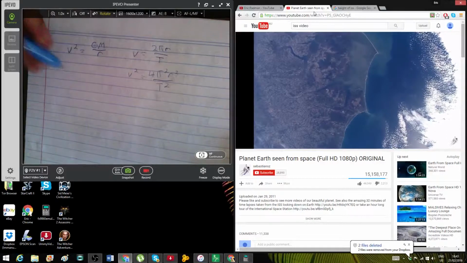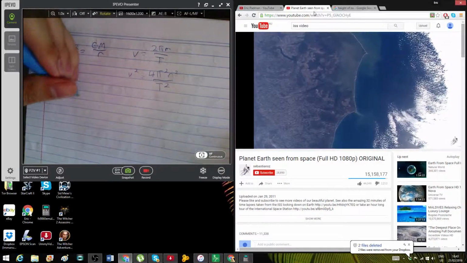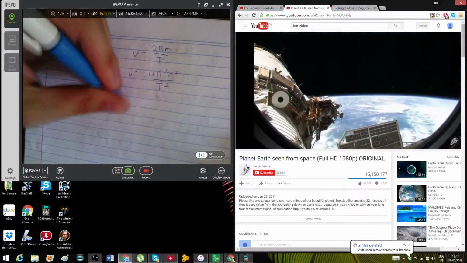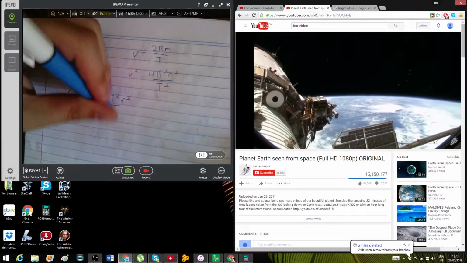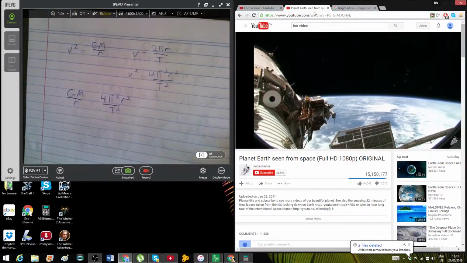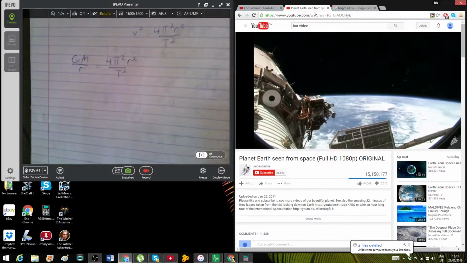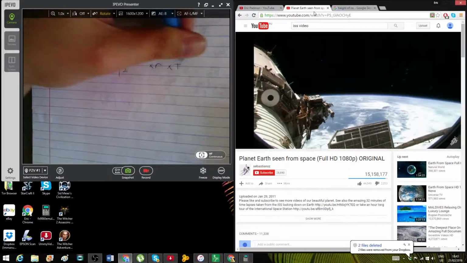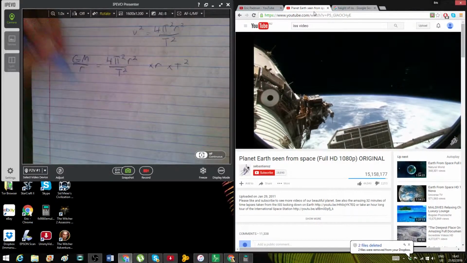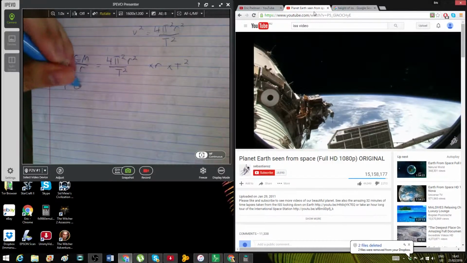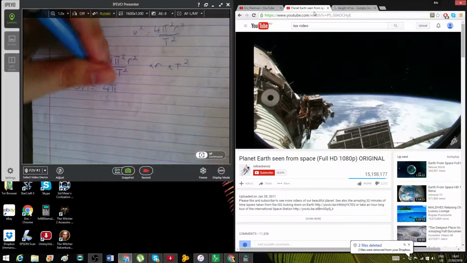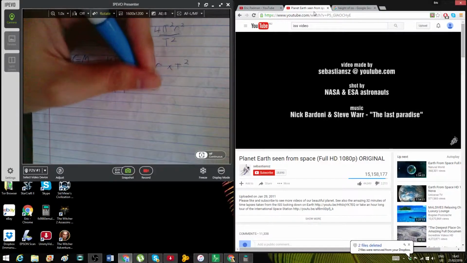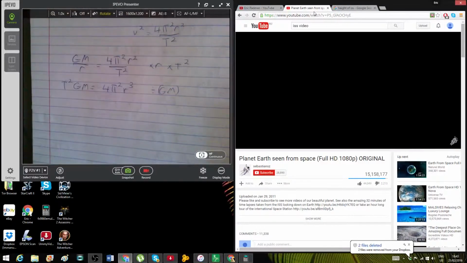If we equate these two parts, we'll have GM on r equals 4 pi squared r squared on T squared. So we've got that. To that I'm going to multiply both sides by r and multiply both sides by T squared, just moving a few things around. So T squared comes across: T squared GM equals 4 pi squared r cubed. Then divide over G and M.